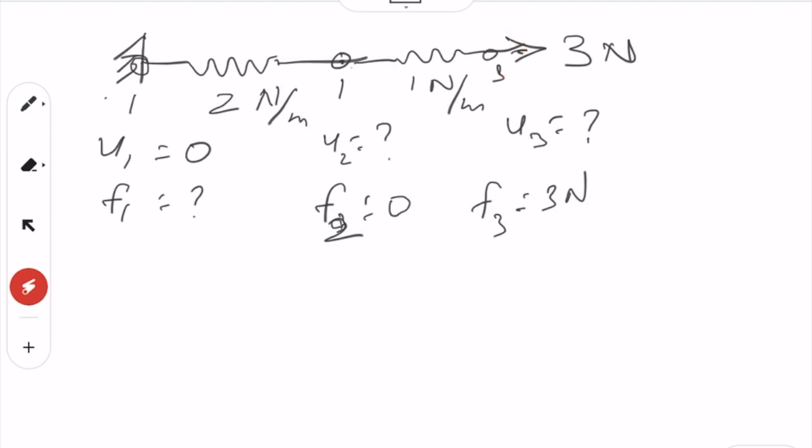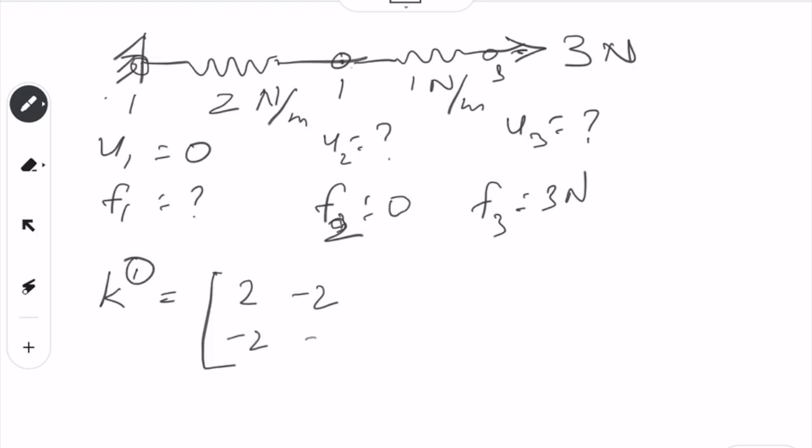Okay. So now we have to solve, but before that we have to assemble. How to assemble? Okay. Local k1 for the first element is the stiffness matrix for the first element, which will be equal to 2, minus 2, minus 2, 2, right.